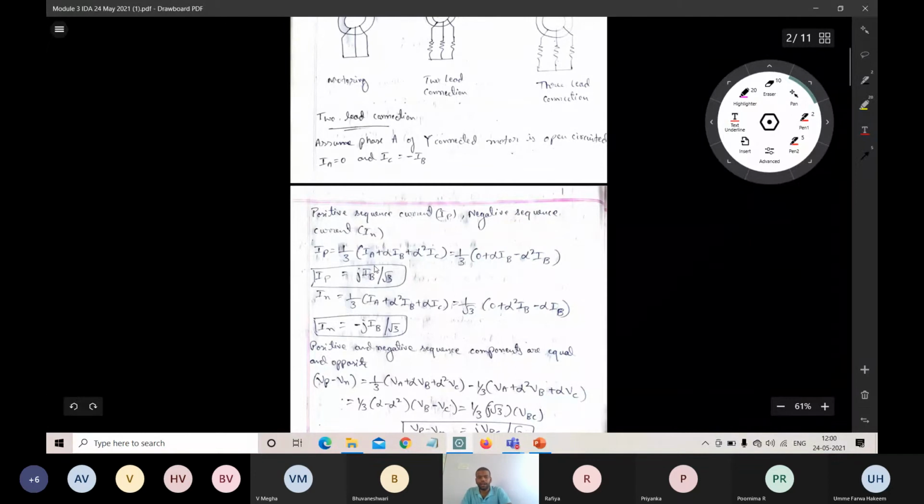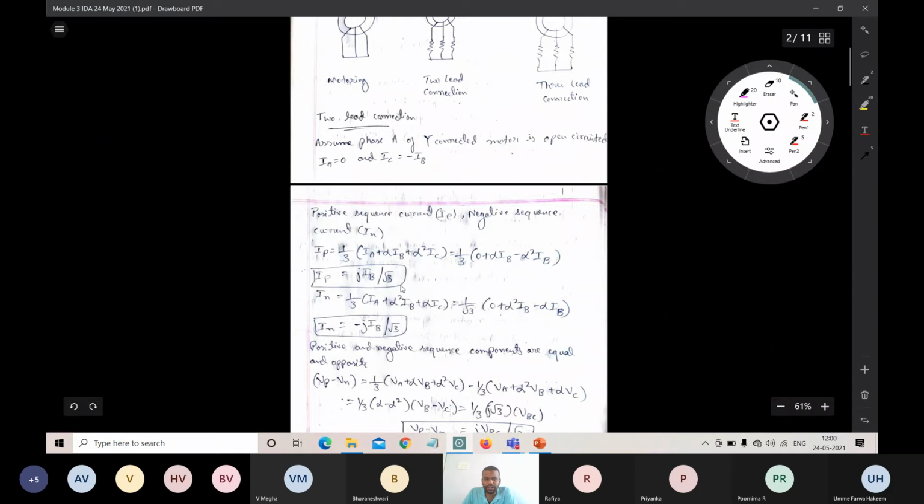Here I am substituting IA equal to 0 because phase A is removed. So we get alpha IB minus alpha square IB. By simplifying, IP is equal to j IB by root 3. If you take alpha common, alpha is nothing but e to the j120, then it would be equal to IB by root 3 times the factor cos 120 plus j sin 120. So the result will finally be IB by j root 3.